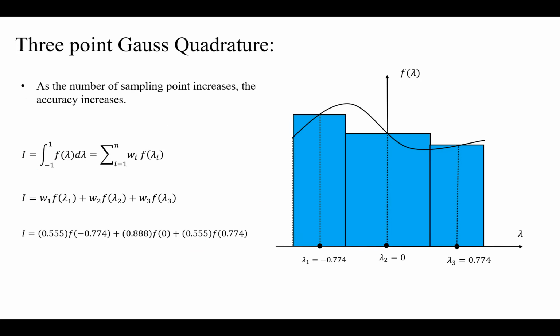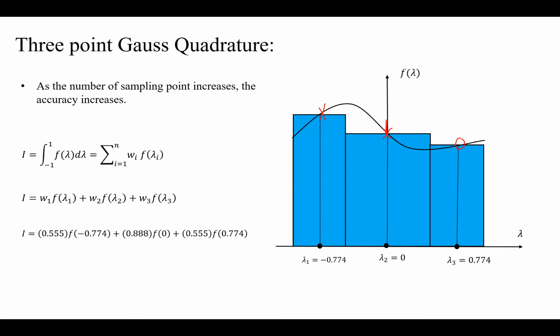Let's look at the 3-point Gaussian quadrature. The values that we have here are lambda 1, lambda 2, and lambda 3. These are the sampling points. We have to evaluate our function at these sampling points. So we evaluate our function at this point. That would be the height of the first rectangle. This is the height of the second rectangle, and this is the height of the third rectangle, and we multiply it by the base, or the weight. We call them the weights. So here we have 3 weights.